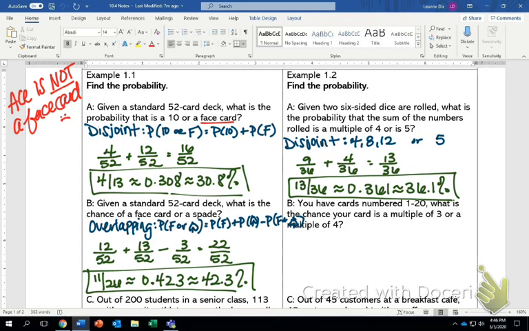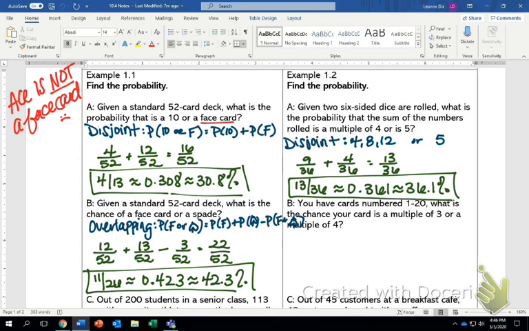Letter B, you have cards numbered 1 through 20. What is the chance your card is a multiple of 3 or a multiple of 4? And so I can think of one number that is both a multiple of 3 and a multiple of 4.